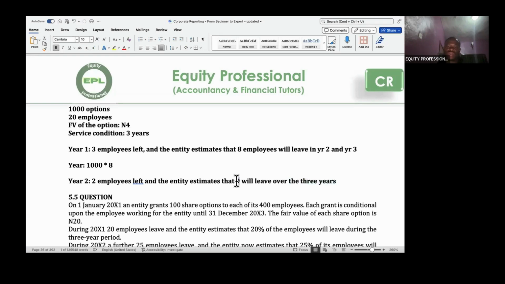So let's say they told us that 4 or 5 will leave in year 3. Isang and Abidemi, can you try your hands on this one? How many will vest in year 2?